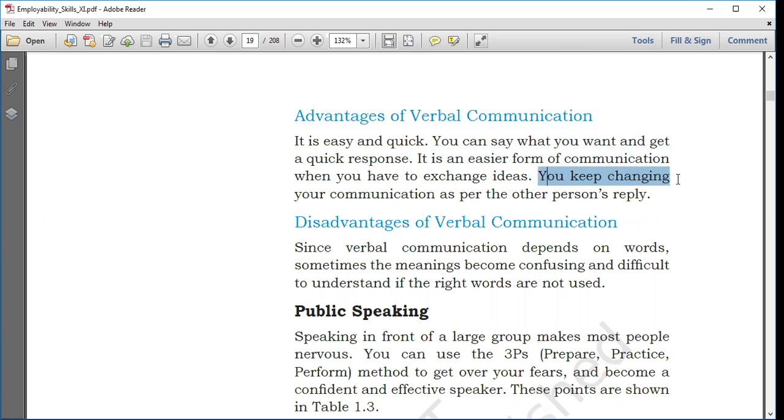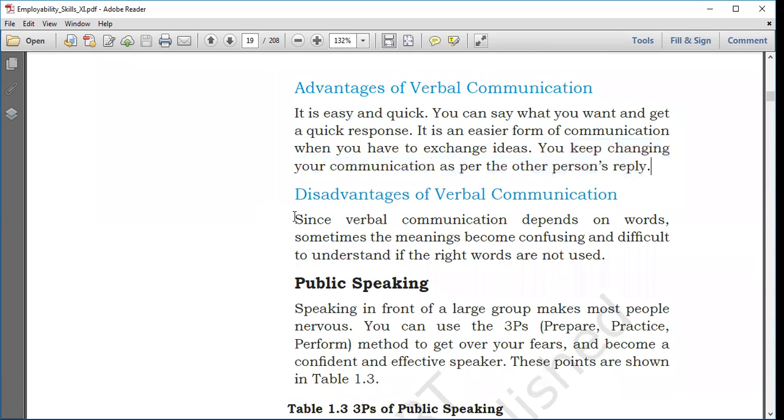You can keep changing your communication as per the other's reply, right? So it is frequent, one to one, immediate. So that's why the communication can be changed as per the reply of the person. What is the disadvantage? Verbal depends upon words, and sometimes the meaning becomes confusing and difficult to understand, right? If the words are not being used properly while speaking or while writing, the other person may get confused on those words, कि इसका मतलब क्या है. This is one disadvantage.